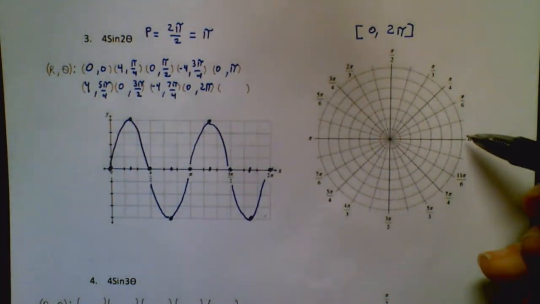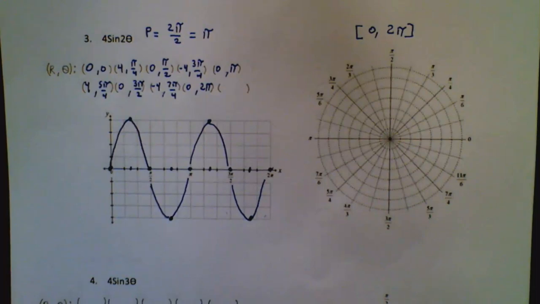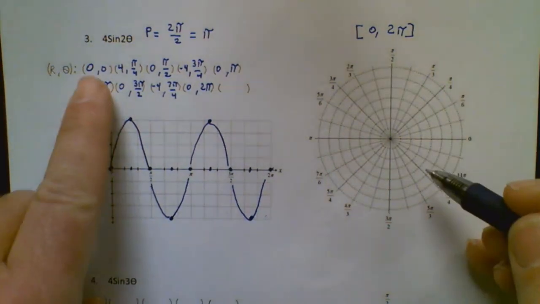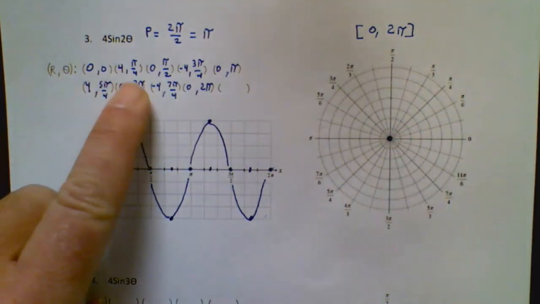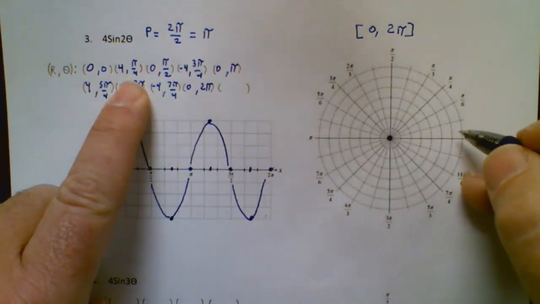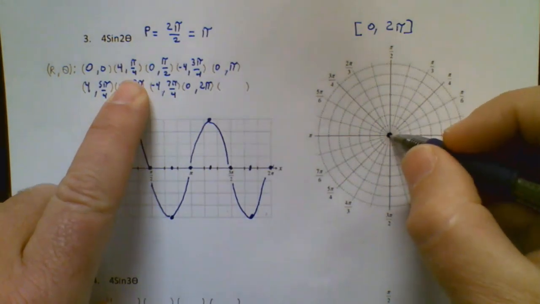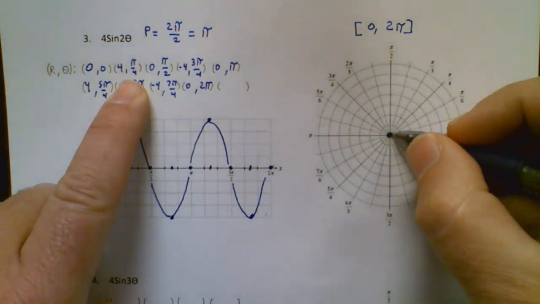So if we plot the points on here, and again, big part of this is I want you to see the order in which this graph occurs. It starts at 0, 0. It starts at the pole because it's a sine graph. Then we go to the max. So as I approach pi over 4, my radius is approaching 4.